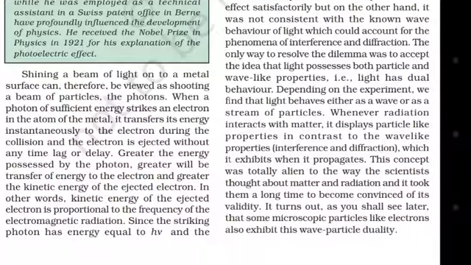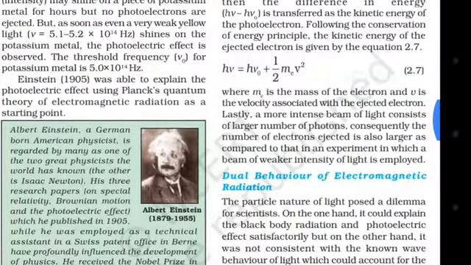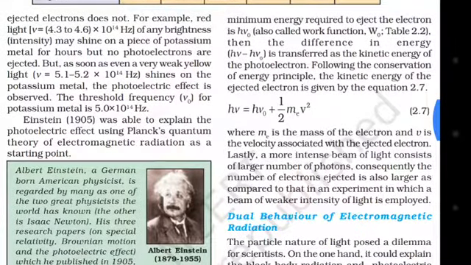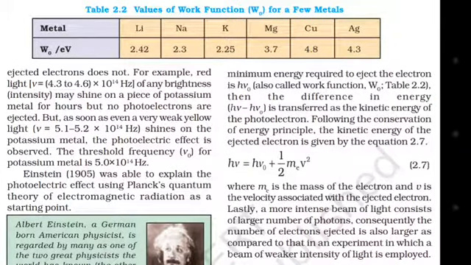Since the striking photon has energy equal to h nu, and the minimum energy required to eject the electron is h nu naught, also known as the work function W naught, table 2.2 shows the work function of different metals. Then the difference in energy, h nu minus h nu naught, is transferred as the kinetic energy of the photoelectron. Following the conservation of energy principle, the kinetic energy of the ejected electron is given by equation 2.7: h nu is equal to h nu naught plus half m_e v squared. This is equation 2.7, derived from the conservation of energy principle.